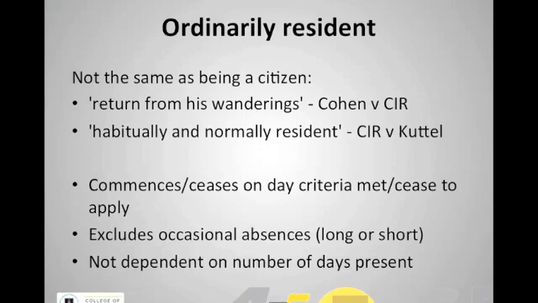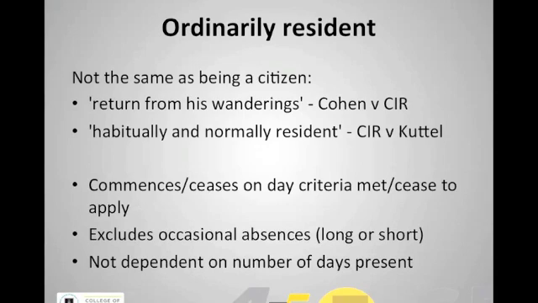If you become a resident under the ordinary residence test, or if you cease to be ordinarily resident, then you are treated as resident or ceasing to be resident from the date that those criteria apply or cease to apply. So on the day that you become ordinarily resident in another country, you stop being treated as a resident in South Africa.